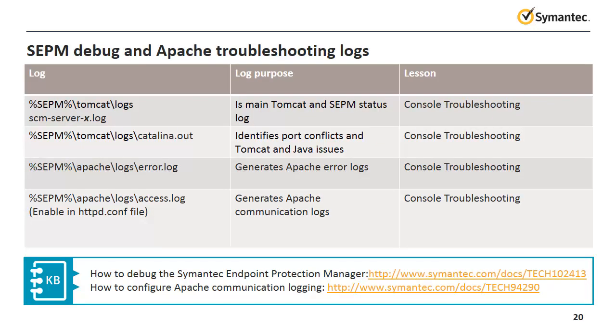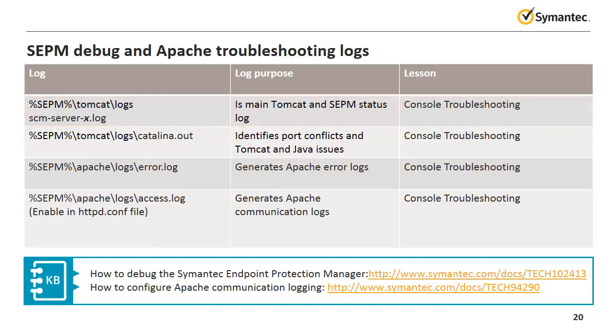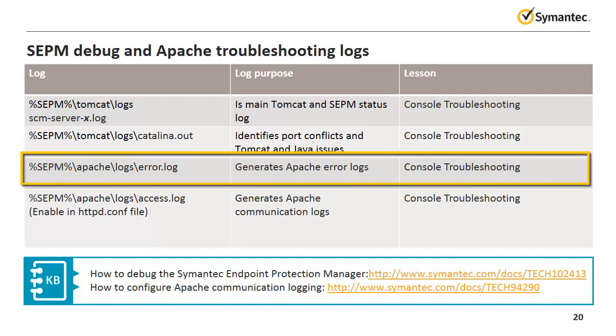There are several other logs that you can reference when troubleshooting issues with the SEPM. The primary Tomcat log that you'll reference is the SCM server log. It's the main SEPM log that contains almost all information-related activity to the Tomcat web server. It also contains information related to the SEPM service status, as well as other subcomponents within the SEPM. Error.log is just that. It records errors related to Apache Tomcat.